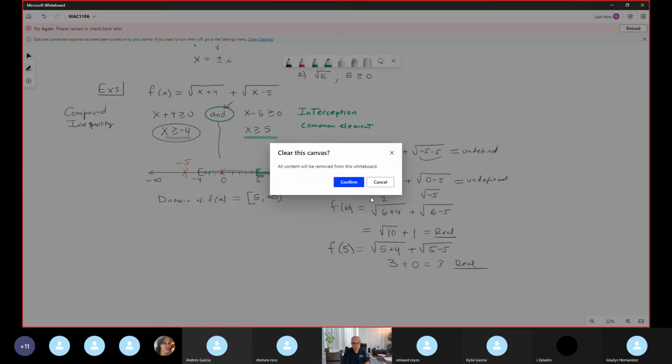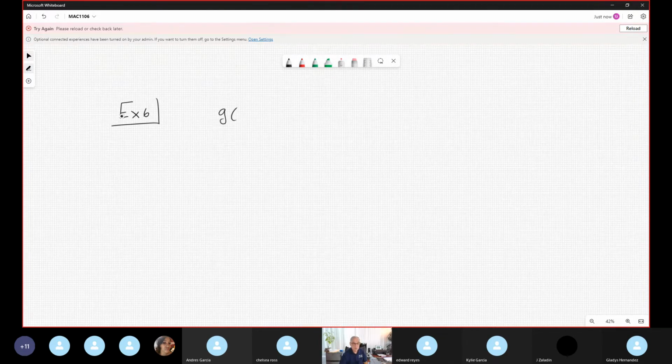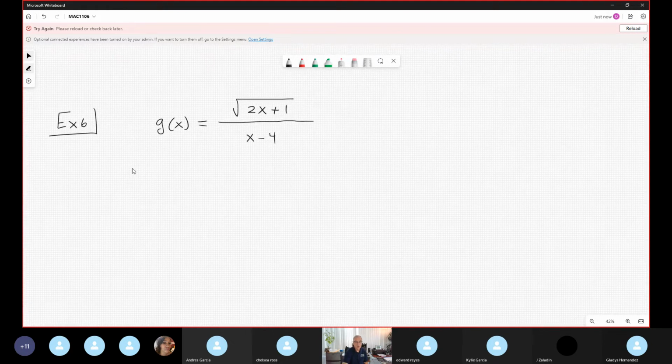Let's see another example that brings a new complication. Example 6. In example 6, we have a function like this: g of x equals square root of 2x plus 1, divided by x minus 4. The same question: determine the domain of g and express your final answer in interval notation.